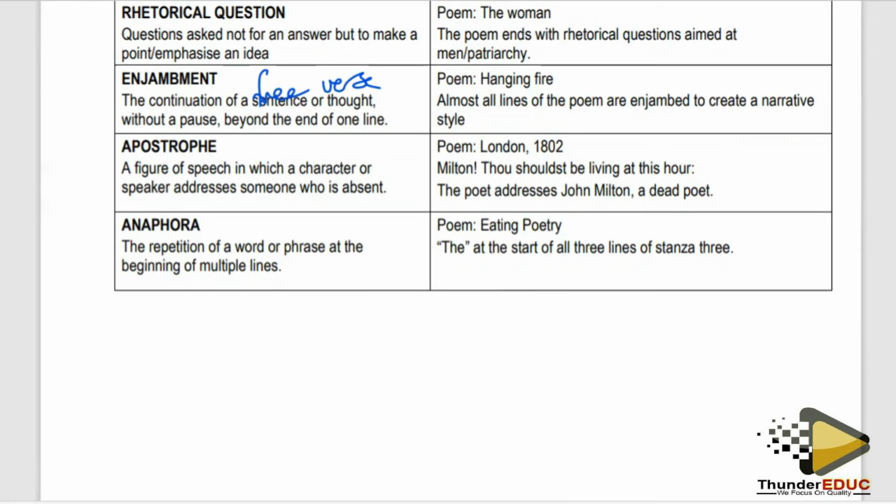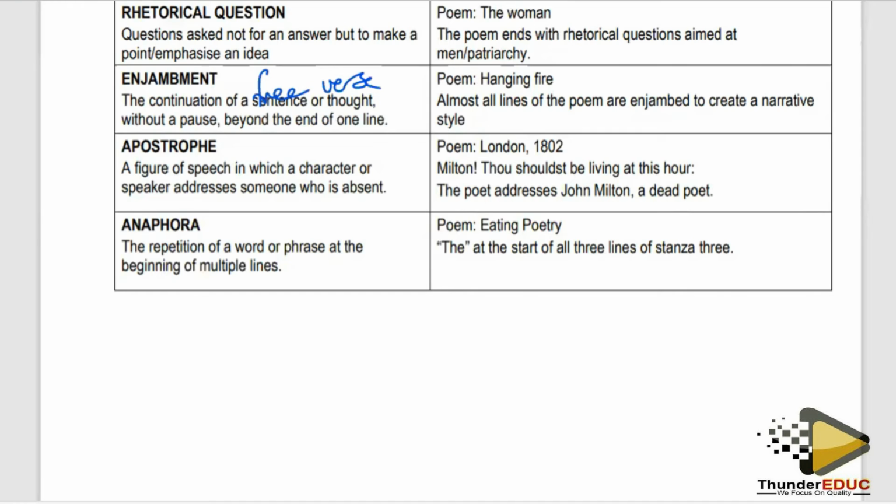Apostrophe, a figure of speech in which a character or speaker addresses someone who is absent. When we are talking about apostrophe, we're talking about when you address someone who's passed away, but you are bringing them alive. That's what we call apostrophe. The person is no longer there, but you call on them to come back so that they can fix things and therefore they can make things right. That's what we mean by apostrophe.